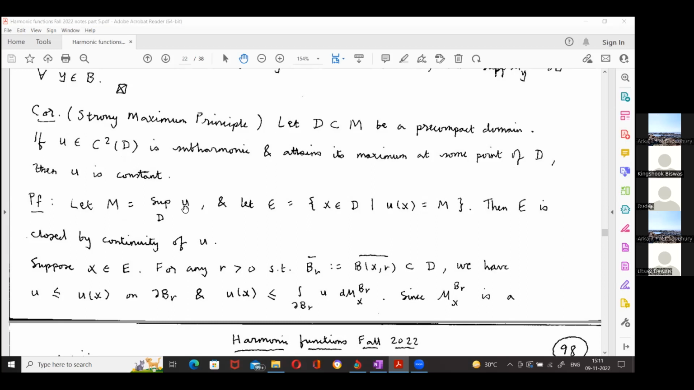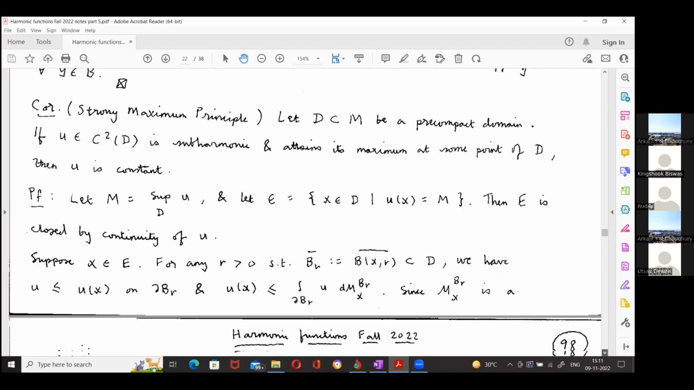So let M be the supremum of U over the domain D, and we're assuming that U attains its maximum. Let E be the set of X where U attains its supremum, where Ux equals M. We're assuming U is C2, in particular it's continuous, so this set E is closed, right? Because U is continuous. And it's non-empty by hypothesis. So we want to show it is open, and the proof of this uses the submean value property, just like in Rn.